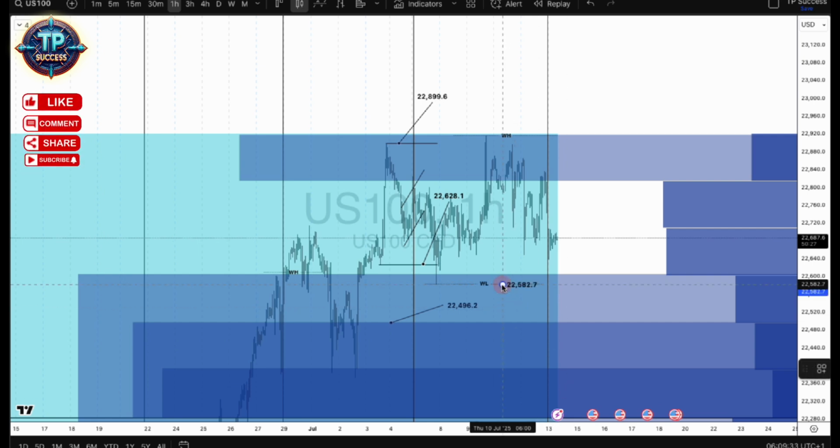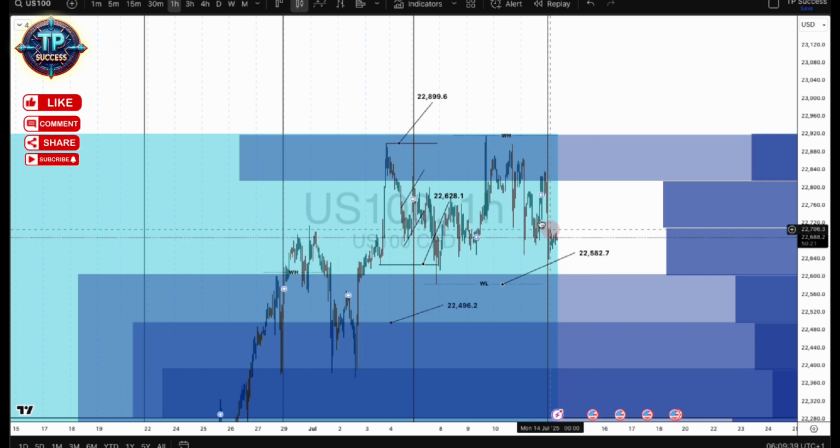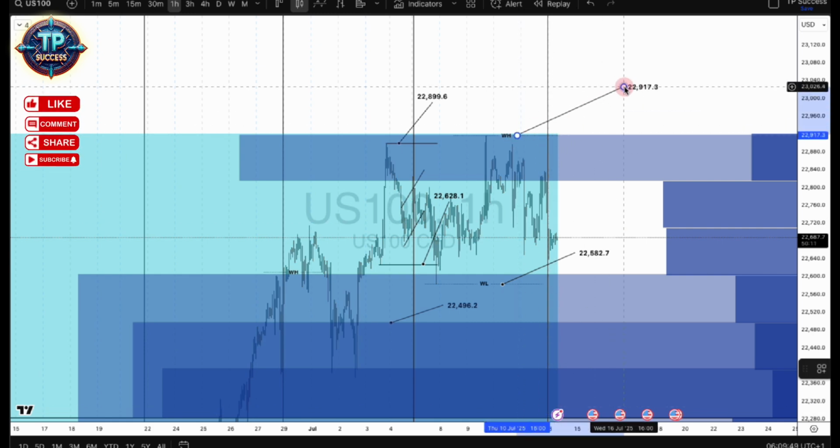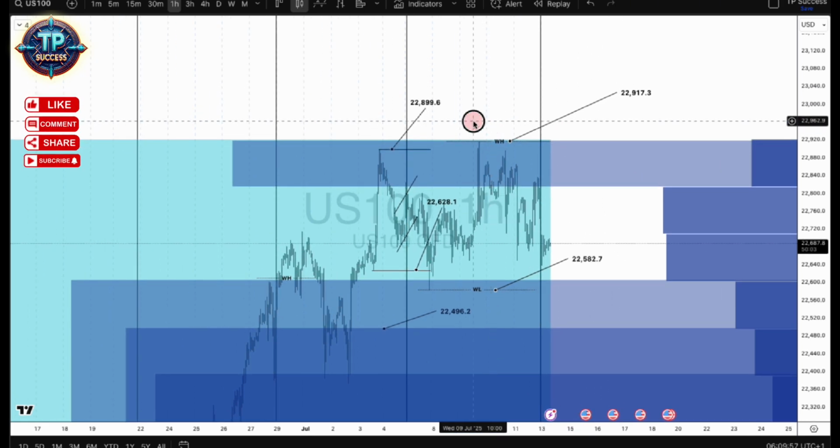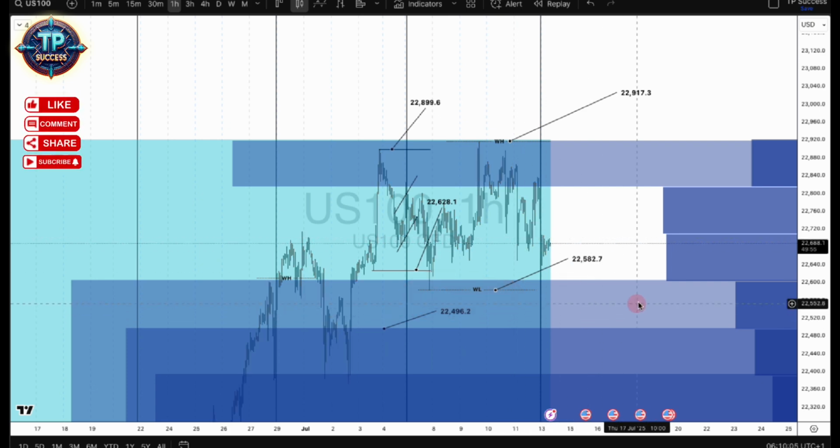From what we can see, price is just dancing around in the middle of them. So we have to wait to see how this week plays out. The weekly low of last week is set at 22,582.7, and the weekly high of last week is set at 22,917.3. If either one of these levels is taken out this week, we'll be looking for moves in the corresponding direction. Meaning if price closes below the weekly low, we're looking for sells. If price closes above the weekly high, we're looking for buys, right?